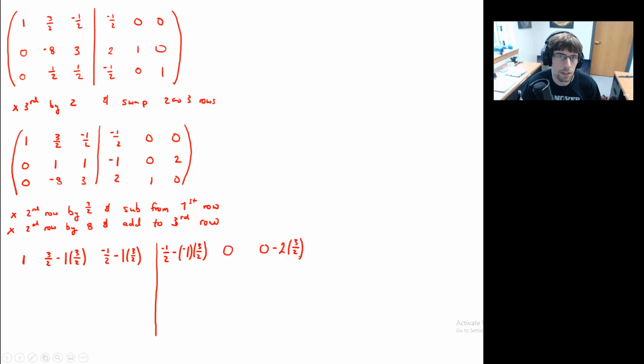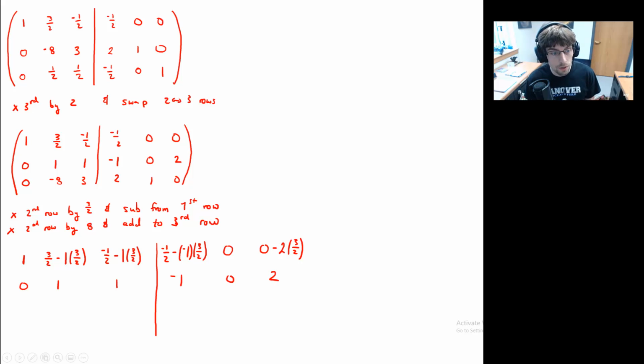Oh, I'm going to run out of space here. That's okay. I'll just have to go to the next screen. That's fine. The second row doesn't change at all. We have 0, 1, 1. And a -1, 0, and 2.